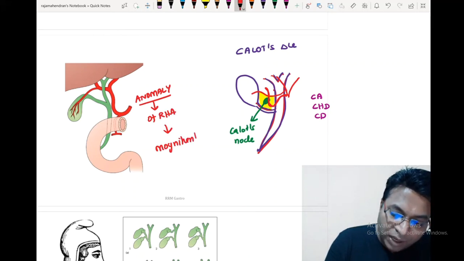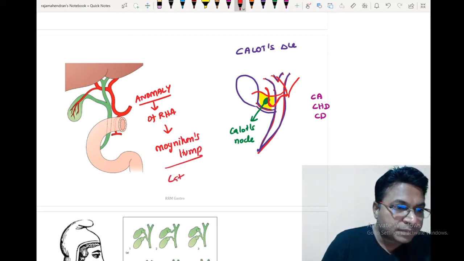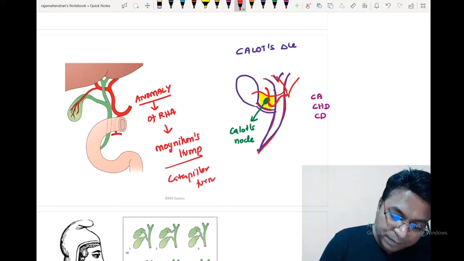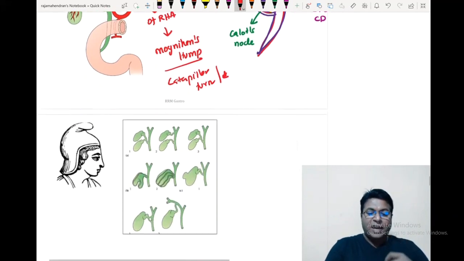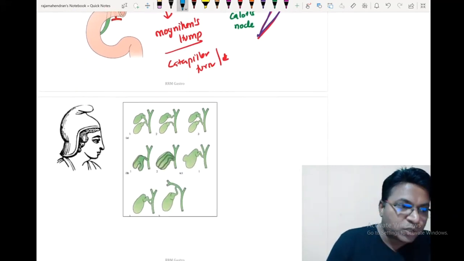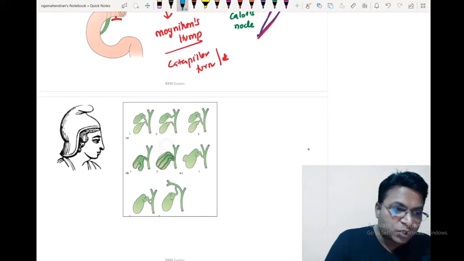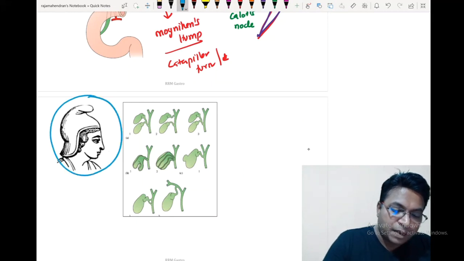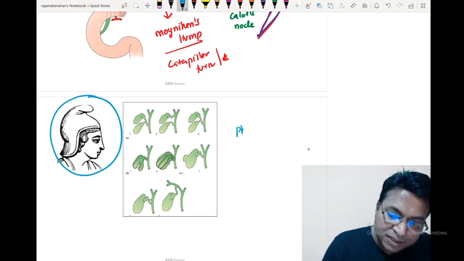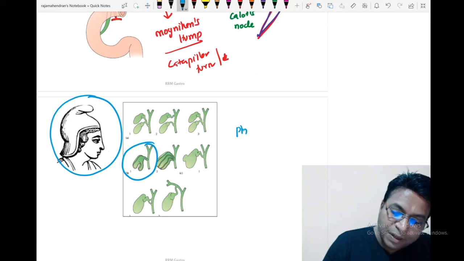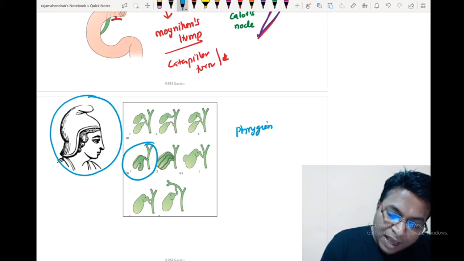All the images I have taken only from Bailey and Love. Moynihan's hump or caterpillar turn. Okay, caterpillar turn or Moynihan's hump. So what is this anomaly shown here? This is a picture showing you Phrygian cap anomaly. This is the most common anomaly, known as Phrygian cap anomaly.